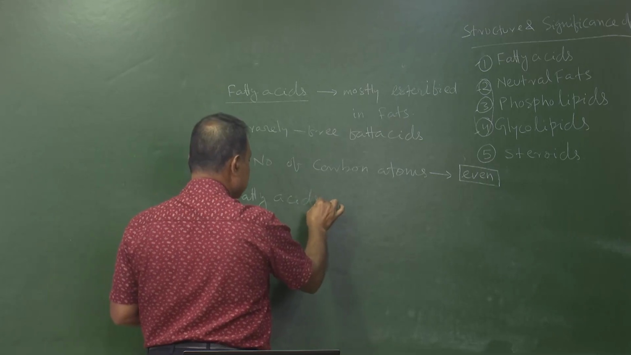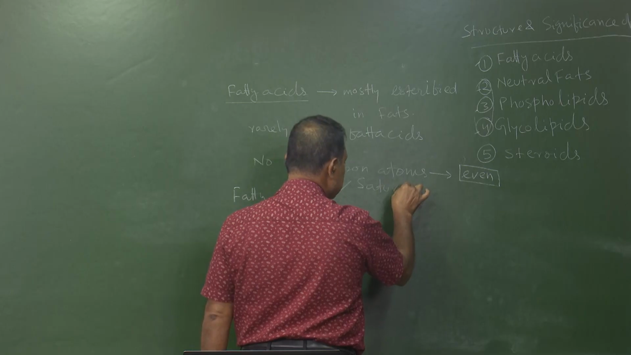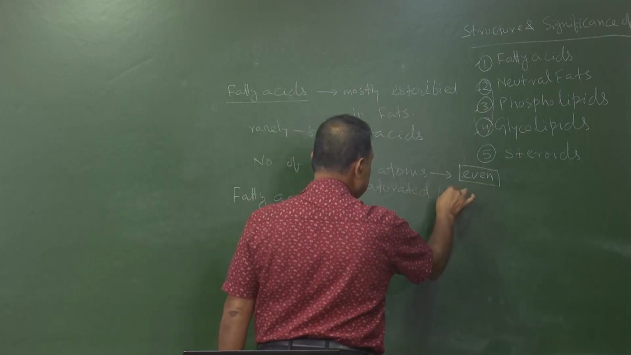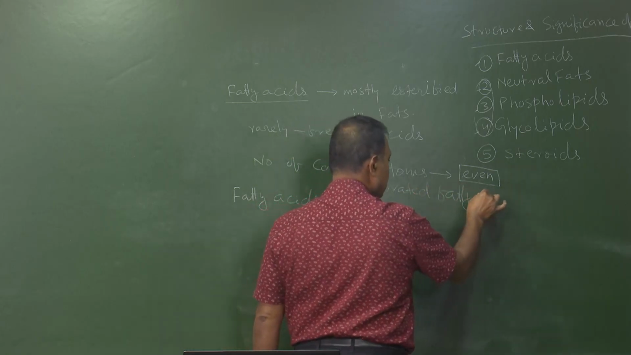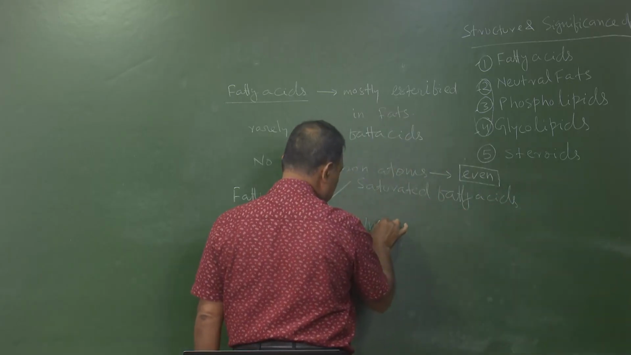Now, the next aspect of fatty acids is that fatty acids are of two kinds. One is saturated fatty acid, another is unsaturated fatty acids.